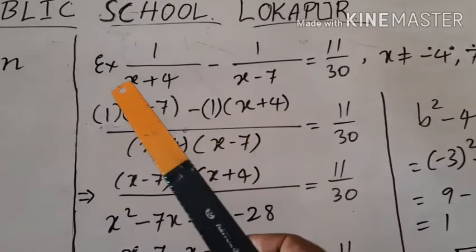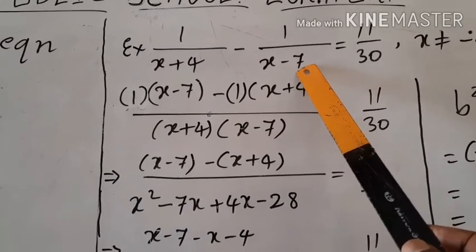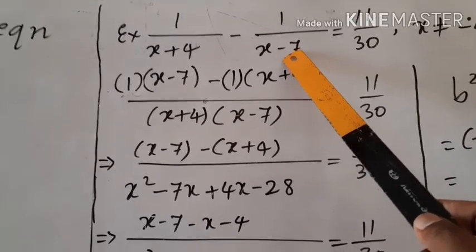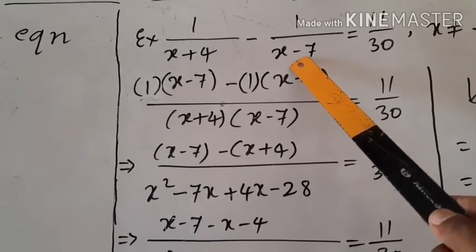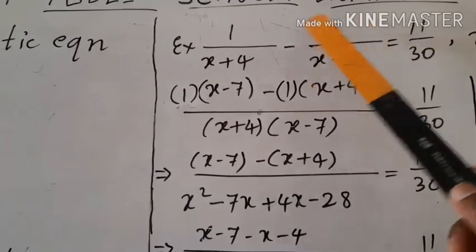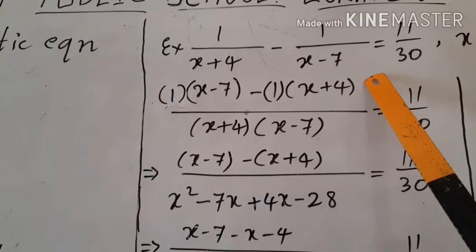And here also the denominators are not known values. If they were known values, we would have found their LCM. So they are unknowns. That is why we go for cross multiplication. It means this into this minus this into this upon this into this. This is called cross multiplication.